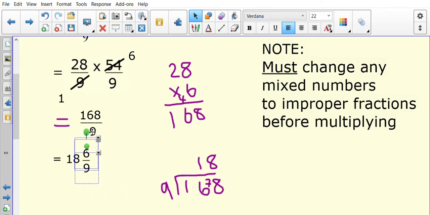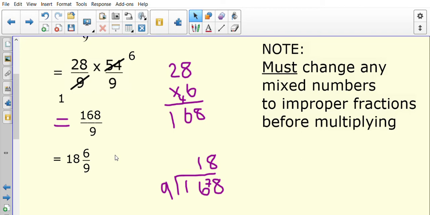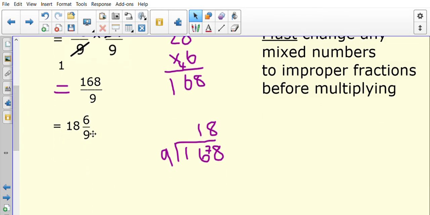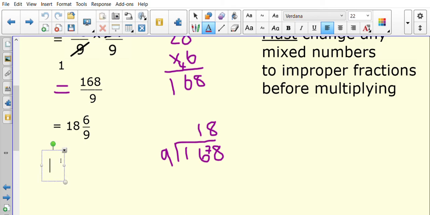Okay, so 18 and 6/9. Now hopefully you can see at that stage that that's not your final answer. The reason is that 6 and 9 can be divided further, that can be simplified. 6 and 9 are both divisible by 3. 3 goes into 6 twice, and 3 goes into 9 3 times. So your final answer should be left as 18 and 2/3.